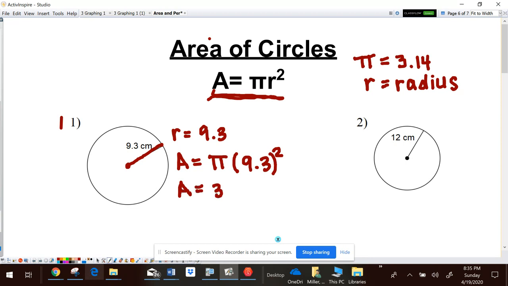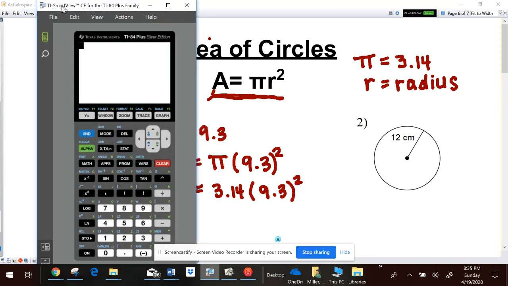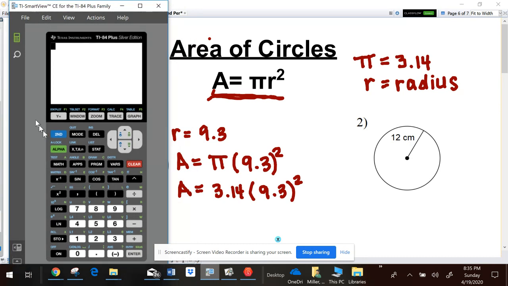Now let's remember that our pi is 3.14. So 3.14 times 9.3 squared. For the purposes of this assignment, guys, we are going to use 3.14 as pi. There is a pi button on most calculators, but I'm not sure what kind of calculators y'all are working with from home. So we are just going to use 3.14, which is kind of like the rounded version.